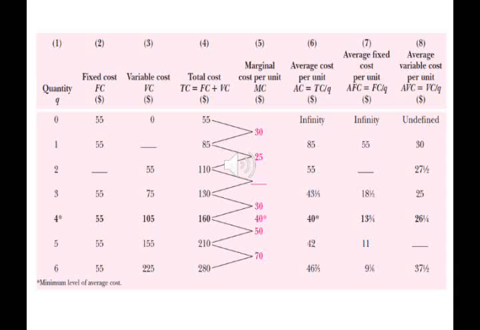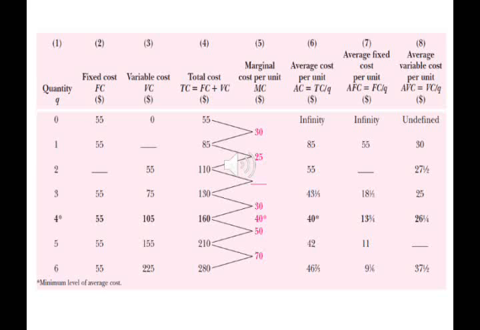Then we have in column number 6, the average cost, which is by definition equal to total cost divided by Q. So when Q is 0, average cost will be total cost, which is 55, divided by 0, which is infinity. Okay, when you divide anything by 0, you get infinity.